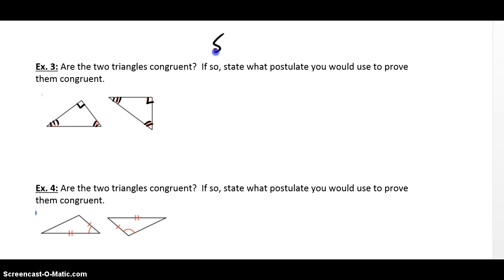Well, let's run through our list. Do I have any three angled ways to prove triangles congruent? The answer is no. I at least need one set of sides somewhere. Do I even have that? No, I don't. So I cannot say these triangles are congruent. These are not congruent. Okay?